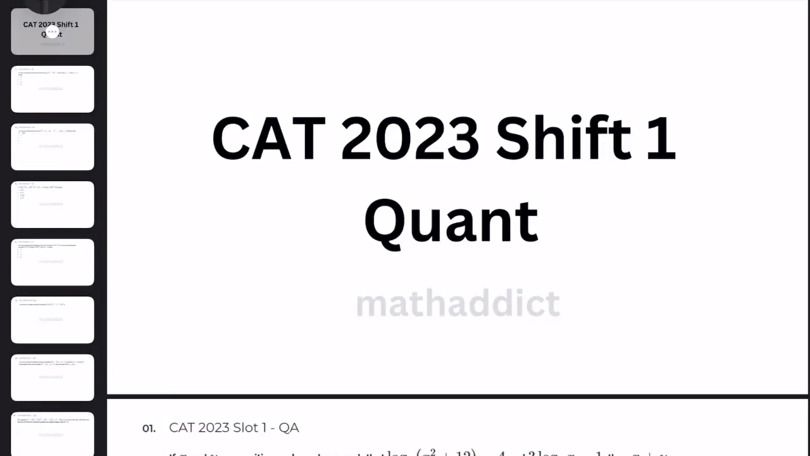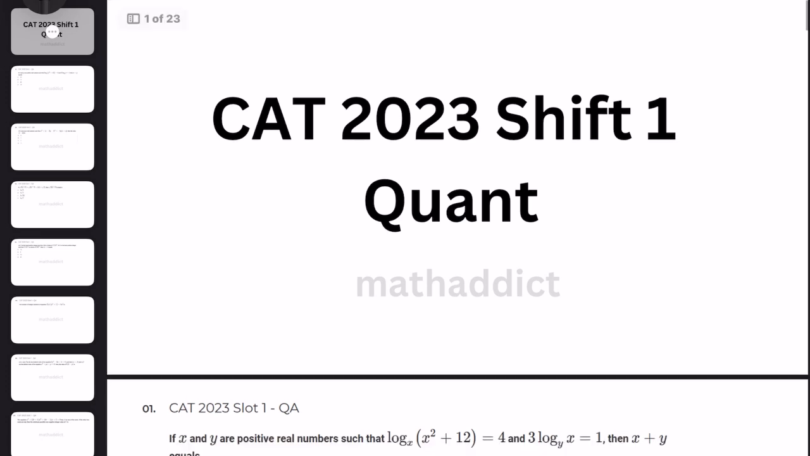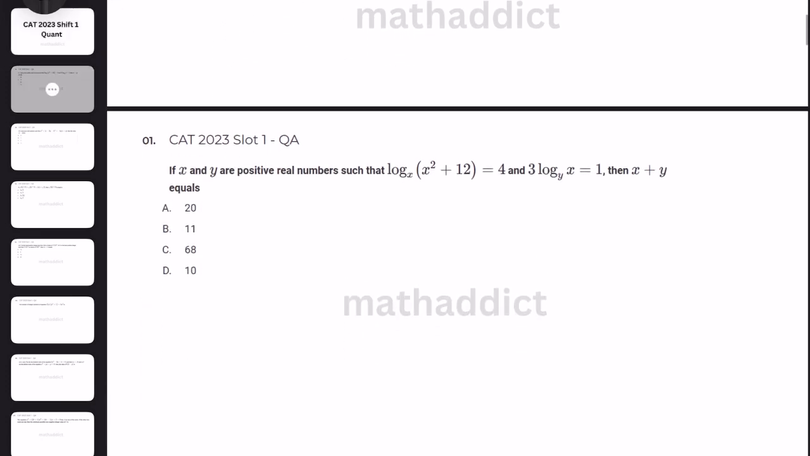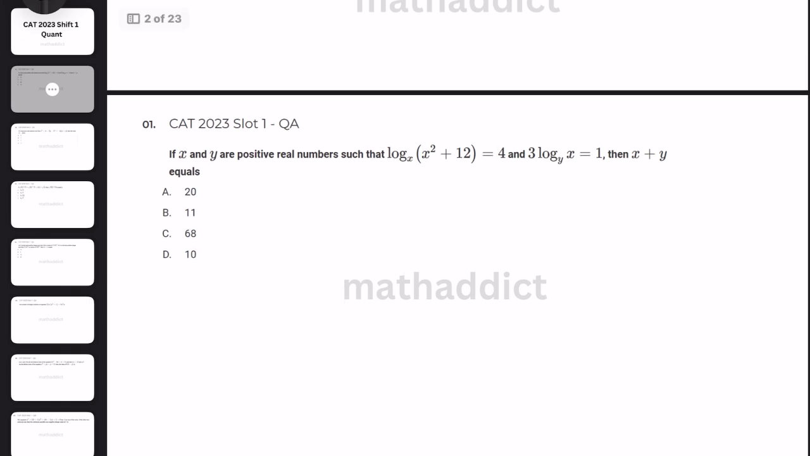So we have CAT 2023 Shift 1 Maths part. Let's start. So recall that log base a of b equals p means that a to the power of p equals b.